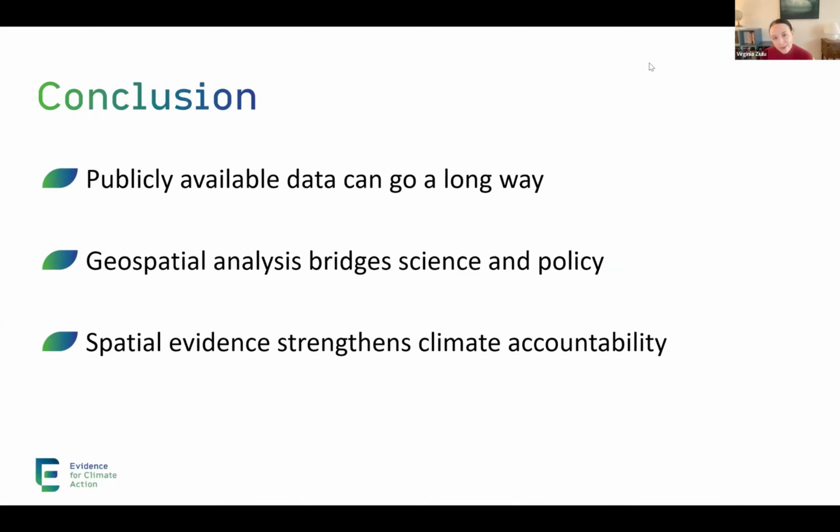The second message I wanted to leave you with is that geospatial analysis can help bridge science and policy by turning Earth observation insights and data into nuanced messages that can inform mitigation and resilience. And finally, I wanted to also emphasize how spatial evidence strengthens climate accountability by revealing where change is happening, who is affected, and whether actions deliver results.